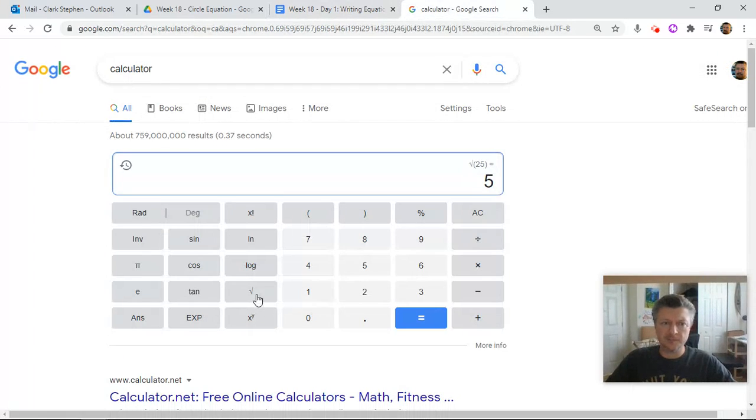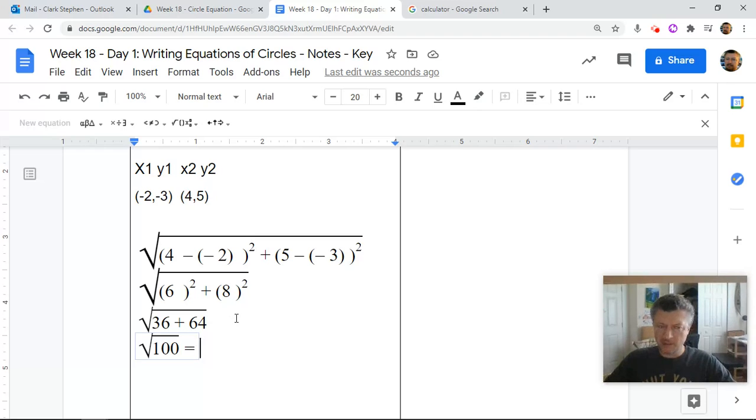And the square root of 100, well, if you don't know what that is, you can just go to Google again. Press square root, 100, enter, 10. It is 10 because 10 times 10 is 100. 10 squared is 100, so the square root of 100 is 10. All right, so there's your radius: 10.